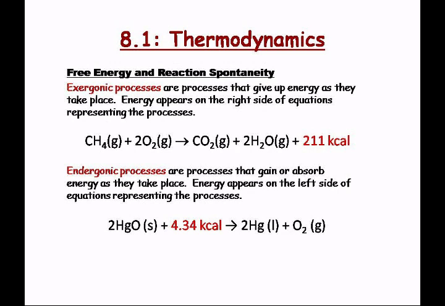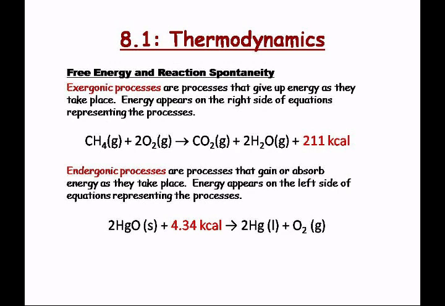So this would be an exergonic process, where we have the energy on the right side of the equation, or your reaction vessel giving off heat. Endergonic processes, on the other hand, are processes that gain or absorb energy as they take place. So this process here, this mercury(II) oxide going to its elements, mercury and oxygen, it takes energy. You need to pump energy into the system to allow it to react.